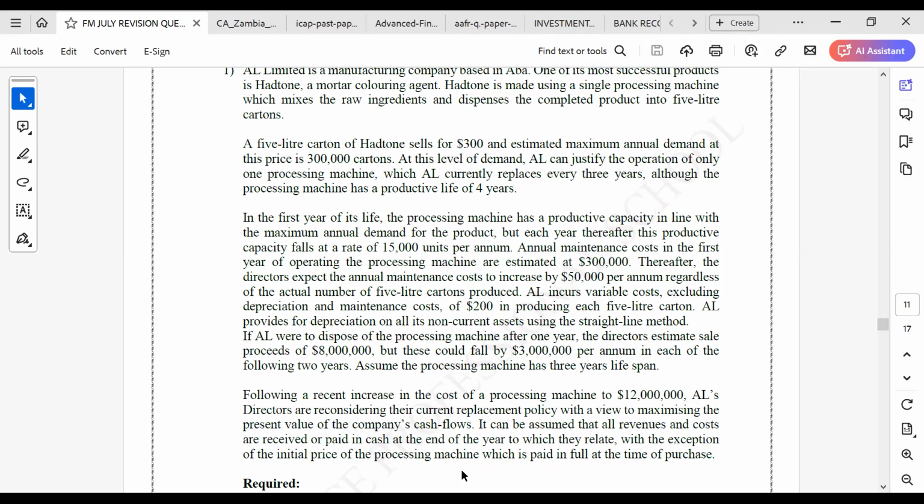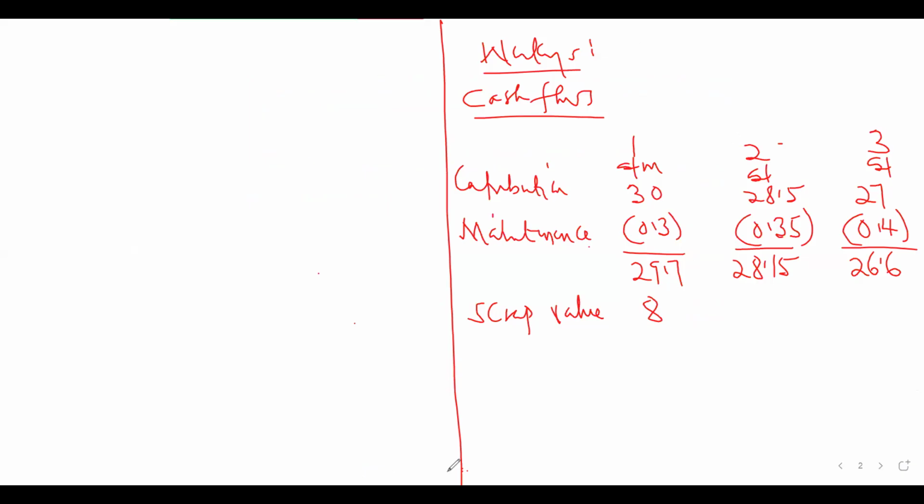No, let's come to this side. We need to recalculate the maintenance cost. If we are disposing the machine in the second year, what will happen?